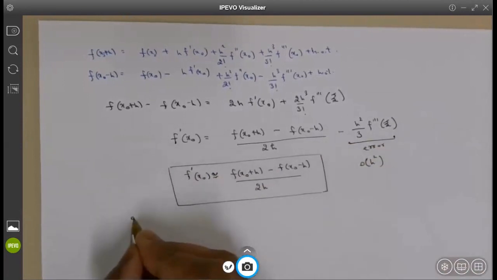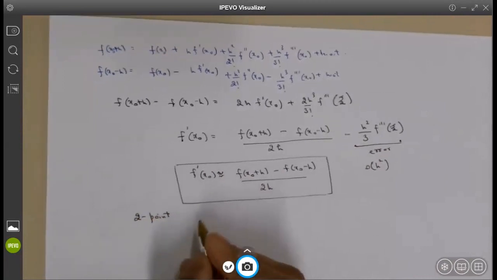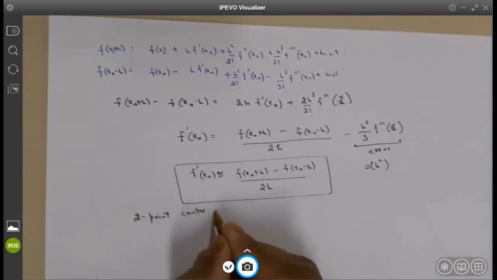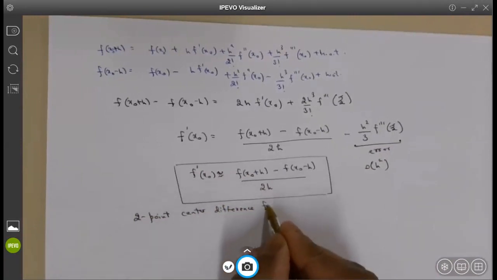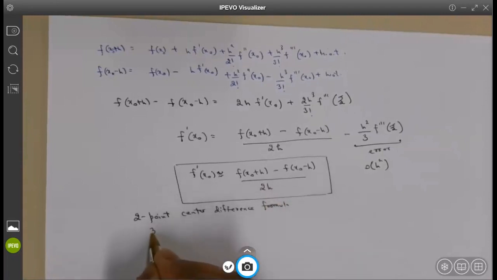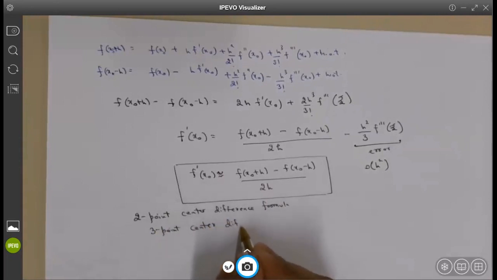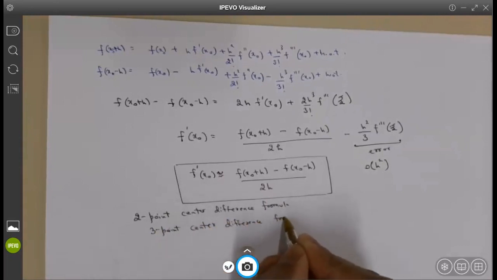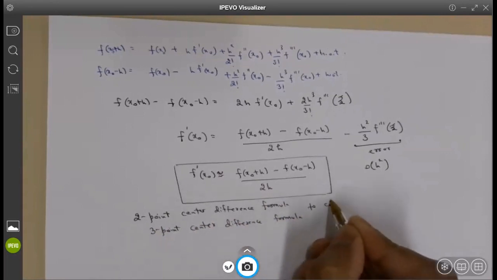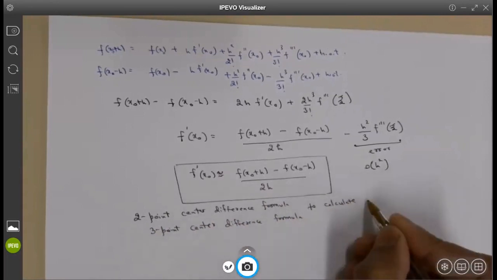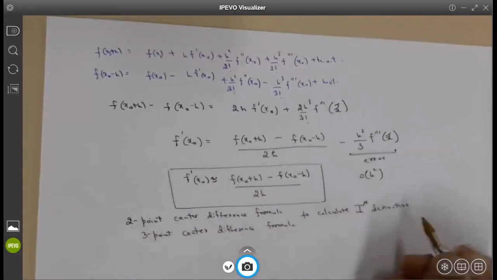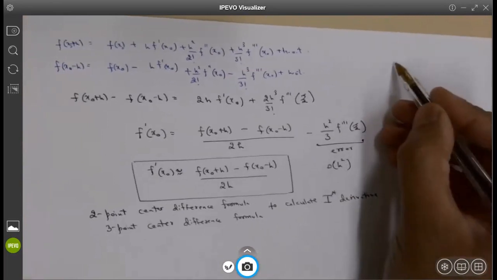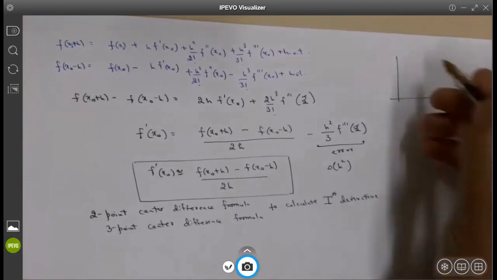So this is called the 2-point center difference formula, or some texts also call it the 3-point center difference formula, to calculate the first derivative. And let me actually draw the same.